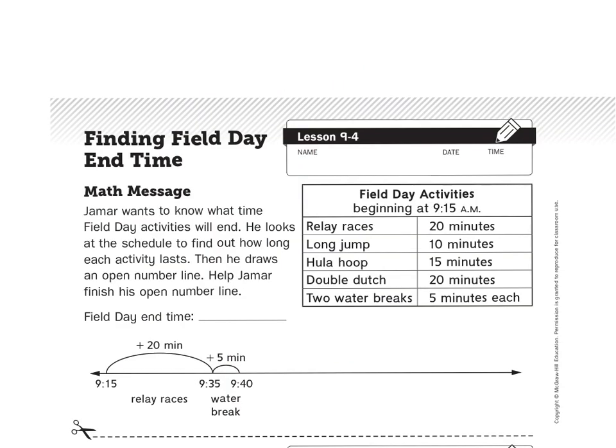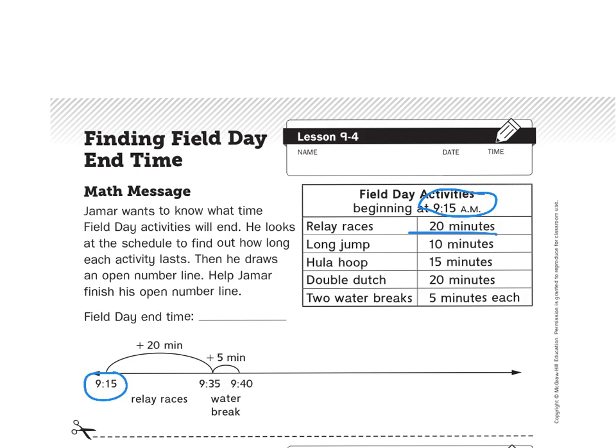Today, we're going to practice, we're going to use our elapsed time skills to make some plans, kind of like teachers do. So here's the last part of our warm-up. It says, Jamar wants to know what time field day activities will end. He looks at the schedule to find out how long each activity lasts. Then he draws an open number line. Help Jamar finish his open number line. Field day end time. Okay. So field day begins at 9:15 for him. That's why he has 9:15 there.